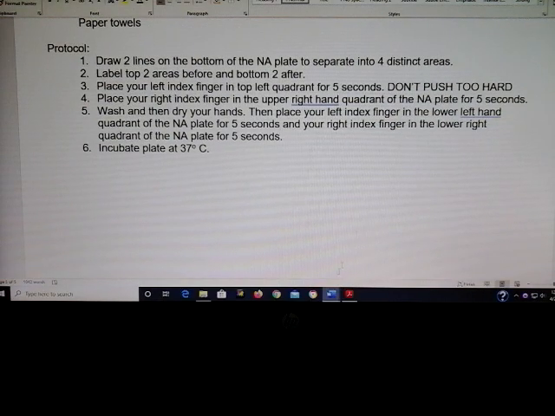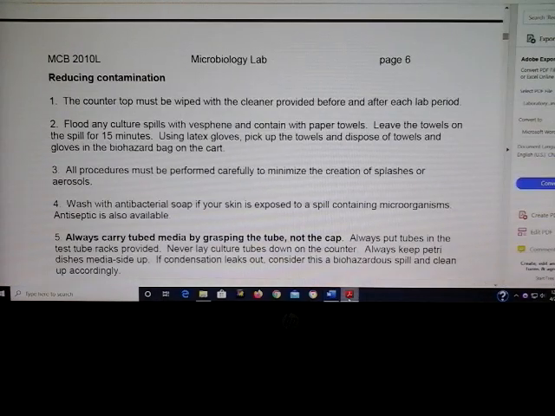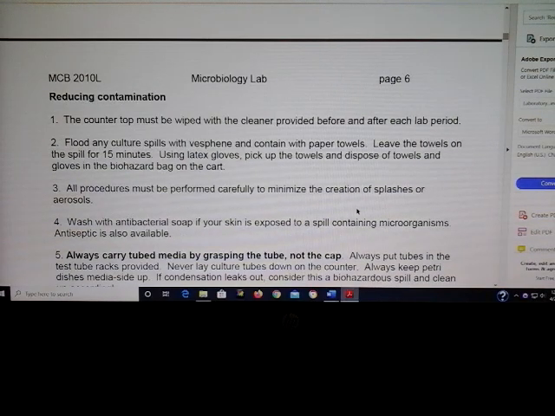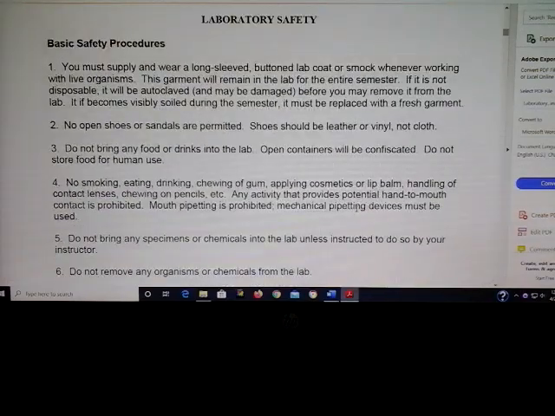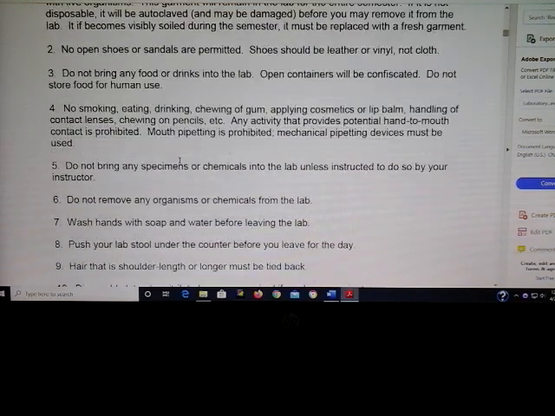Now, I also wanted to just go over quickly the first couple of pages in the lab manual. When we talk about lab safety, a few things that you should know, and this is pages 5 and 6. In the lab, always wear a lab coat, always be washing your hands, tie back your hair. You should never have open-toed shoes in there. No food or drink, no smoking, etc.